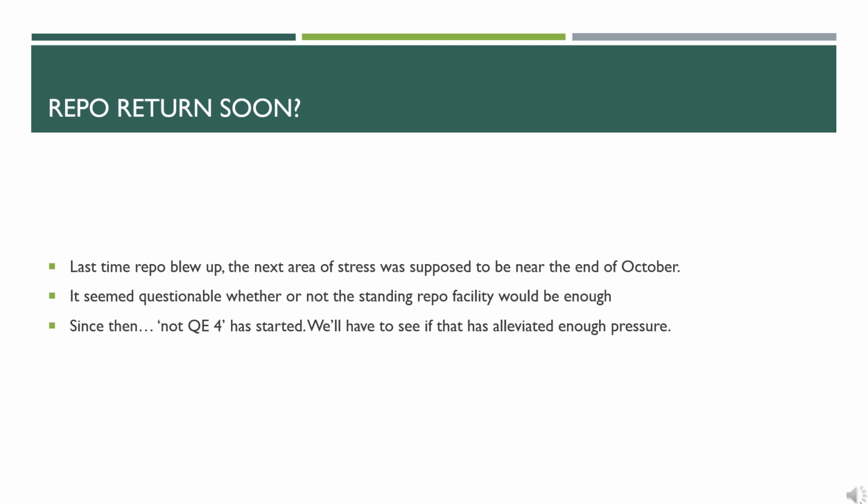So back then, they said the next period of high stress was supposed to be towards the end of October, I believe. Now, that's either this upcoming week or the week after, depending on the exact end of October. Now, it seemed questionable, I would say, whether the 75 billion overnight repo facility would be enough if that much pressure arose again in the repo system. But since then, the whole not QE4 has started, and we'll have to see if that balance sheet increase and that not policy shift, if you follow what they're saying, has alleviated enough pressure. But it is definitely another thing to watch heading into the end of October.